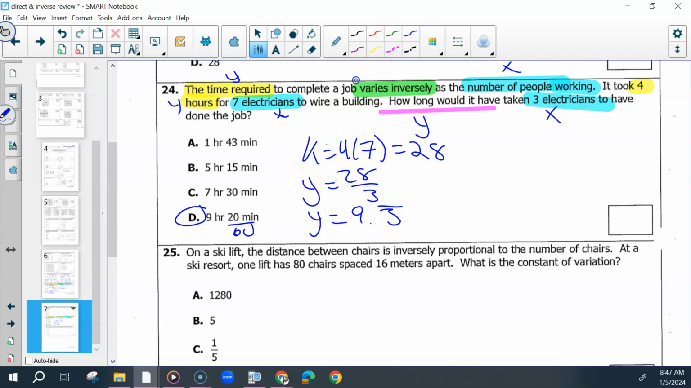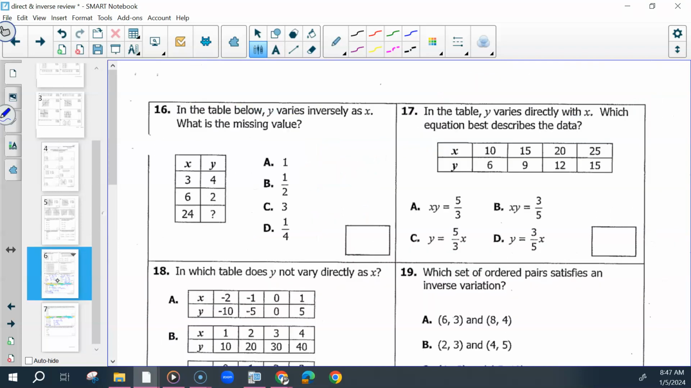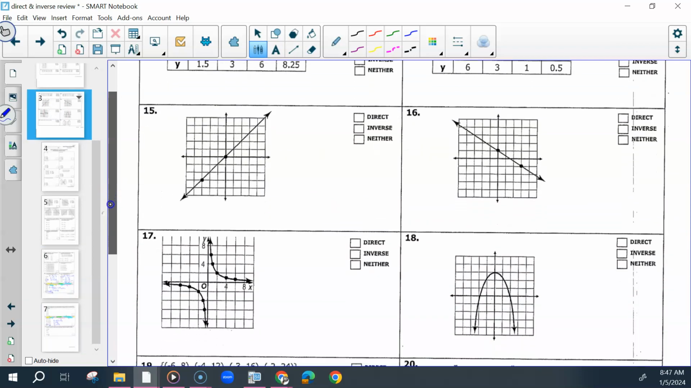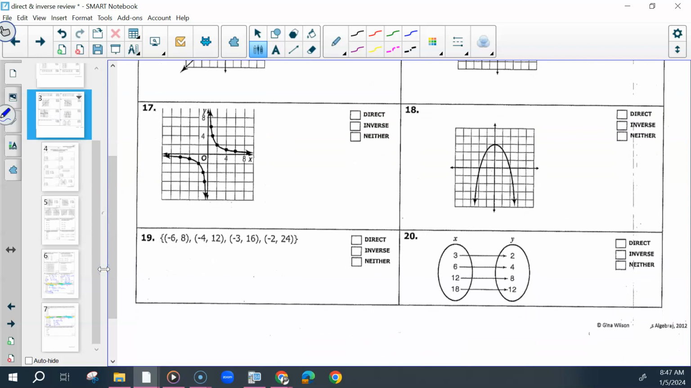On the previous page, on the first set. So is 18 direct, inverse, or neither? Neither. Because it's not a line that goes to the origin, it doesn't look like this, so it's neither. Any others?